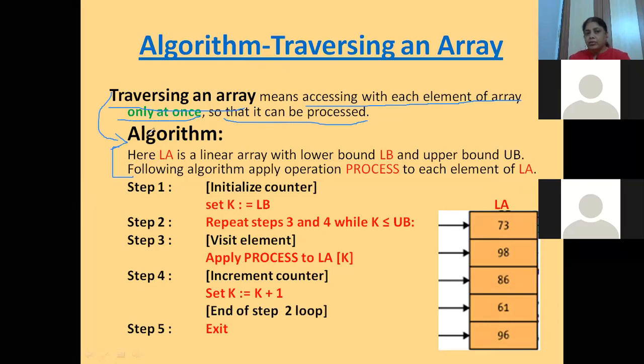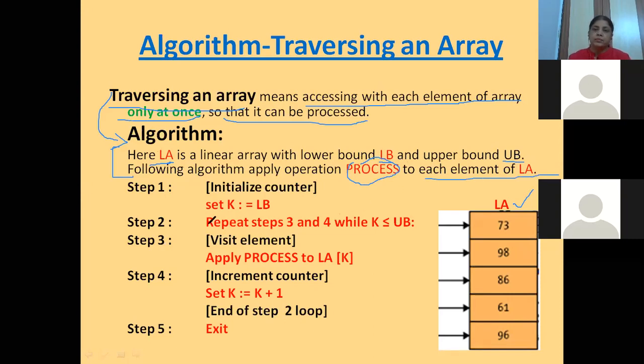So here, along with the purpose, you have to write the variables or things you are using in your algorithm. So LA is what? LA is the name of your array, linear array. So I took an example, a short form of it. LA is a linear array with lower bound LB and upper bound UB. The following algorithm applies operation process to each element of the linear array.